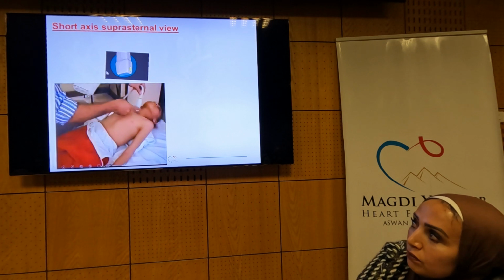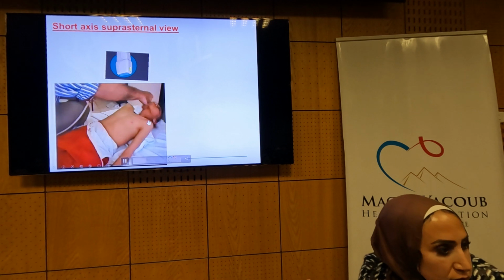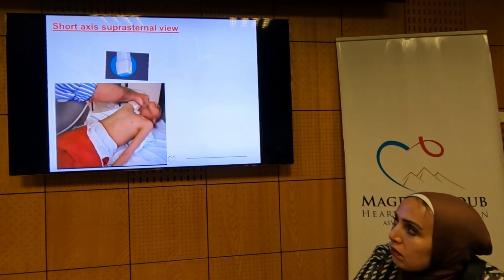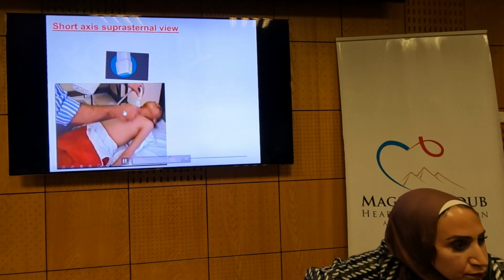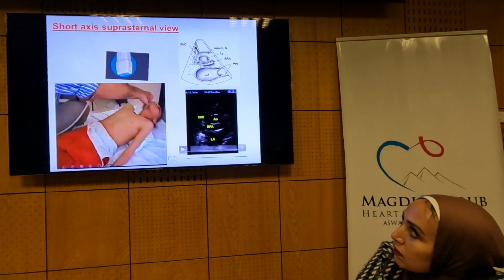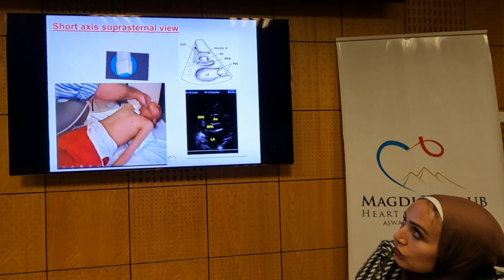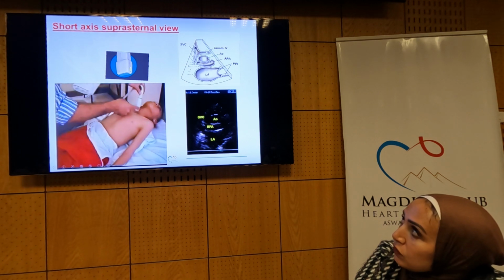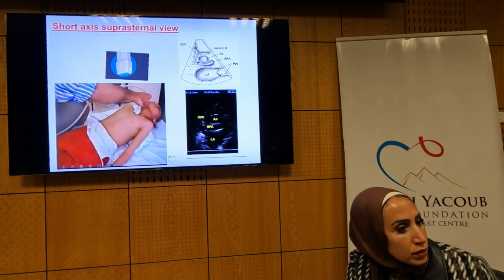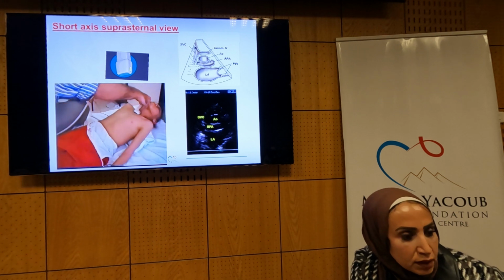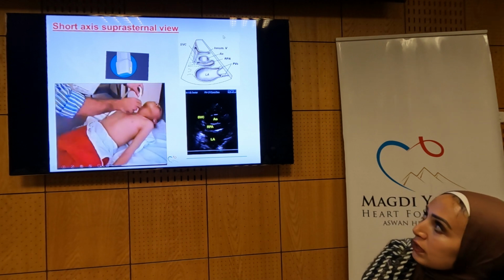Here the knob is transverse, at the 3 o'clock position, for example. And this is the movement of the probe, anterior and posterior. What do you expect to find in that view? This is cutting these structures. This is the superior vena cava and the innominate vein. And this is the aorta, cut perpendicularly on the arch. That's why we call this suprasternal view short axis. It's short axis for the aorta, so we will have the aorta-like structure.